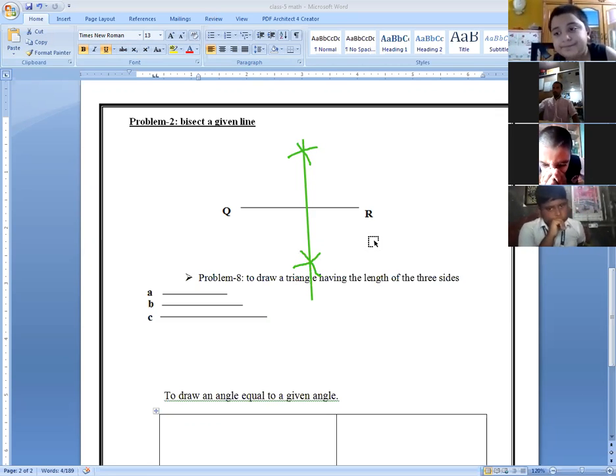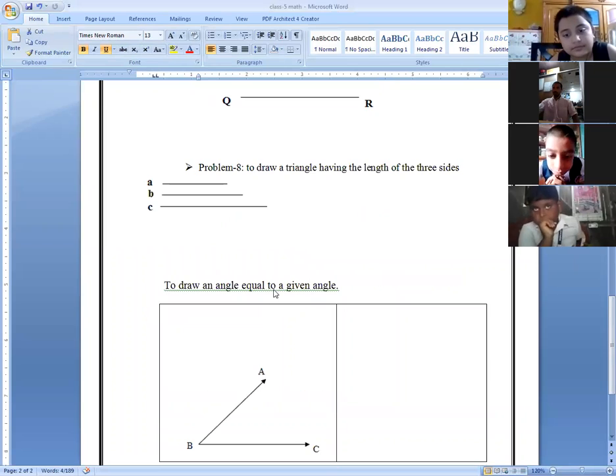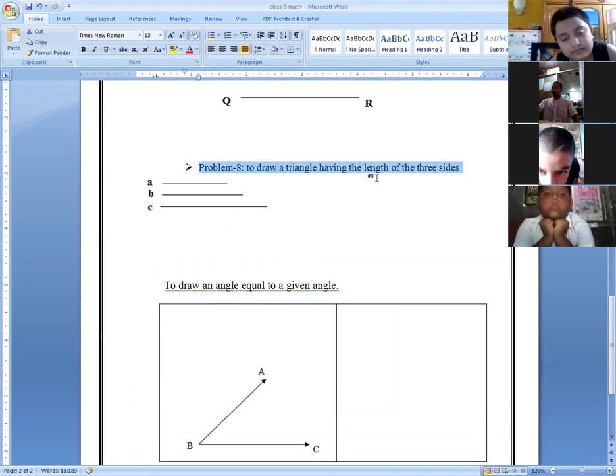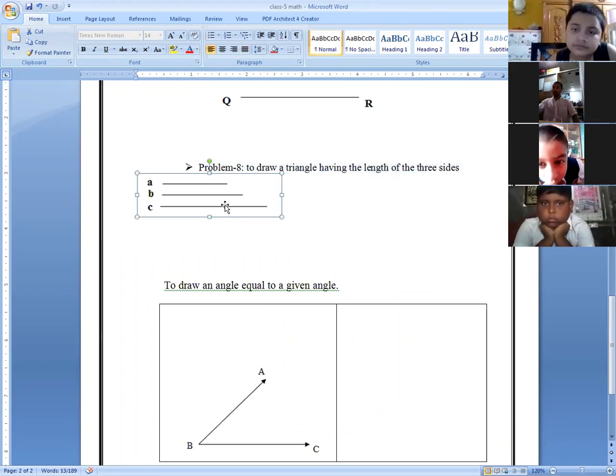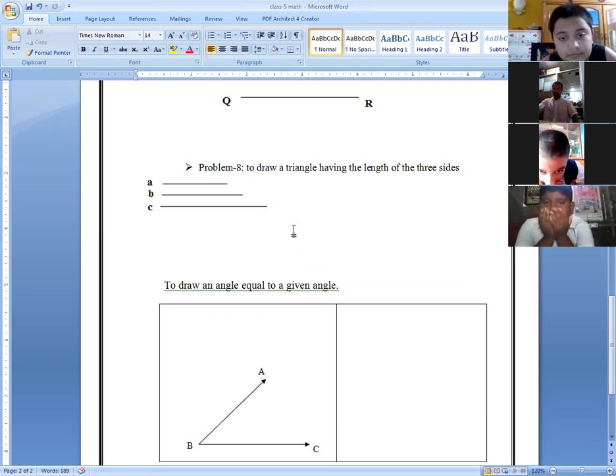So in this way, you will just bisect the line. I think you have understood. Then look at problem 8. To draw a triangle having the length of the three sides. For example, you have been given these three lines. Now you are asked to draw a triangle. You are given three sides of the triangle. Now you will use these to draw a triangle.